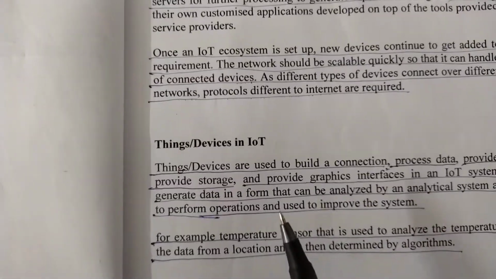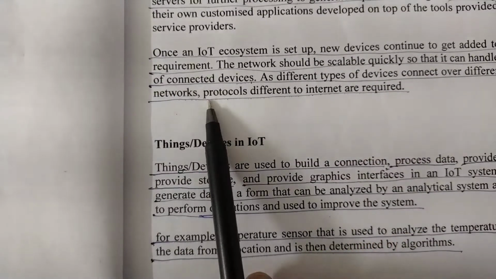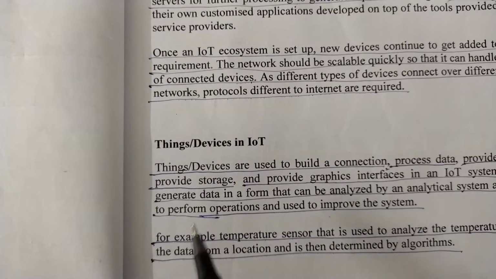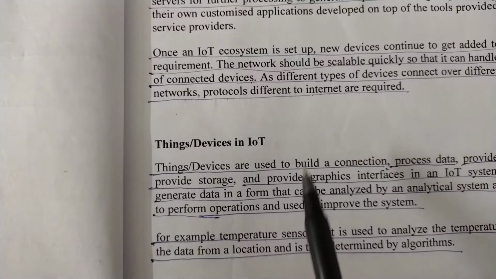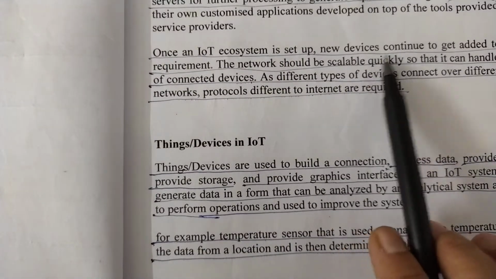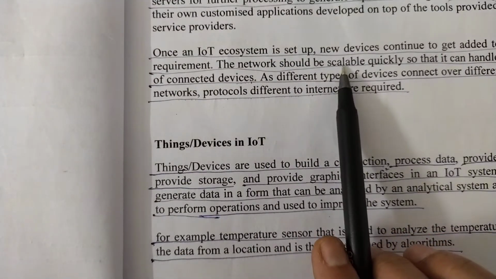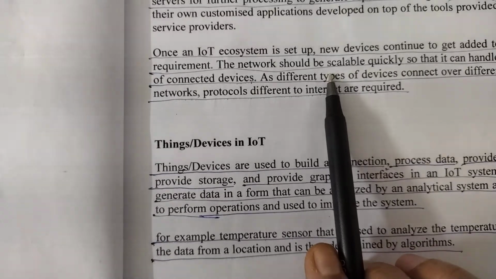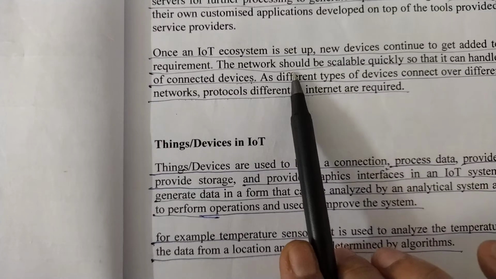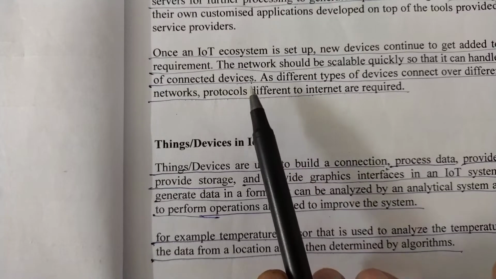Now, once an IoT ecosystem is set up, new devices can continue to be added to it as per requirement. If you have a small organization, fewer devices are added to the IoT ecosystem. As the organization grows, so does the requirement for devices. That means new devices can keep getting added as per the requirements. So the network should be scalable. Scalable means it should be capable of adding new devices as and when required without compromising the performance of the network. The network should scale quickly so that it can handle the surge of connected devices.